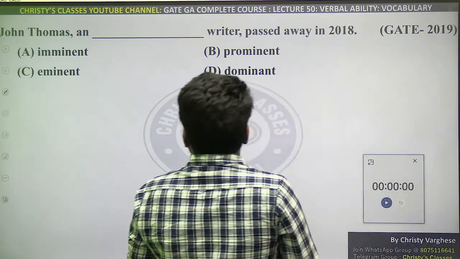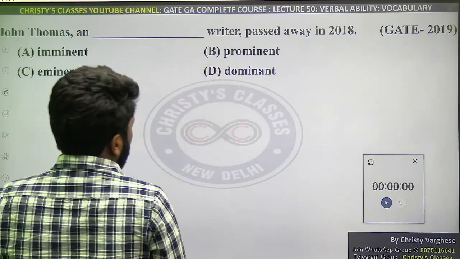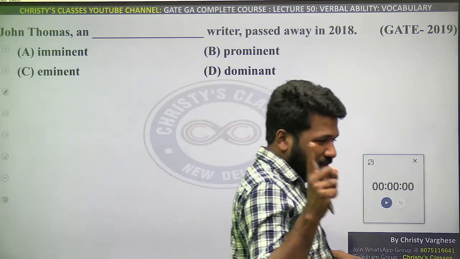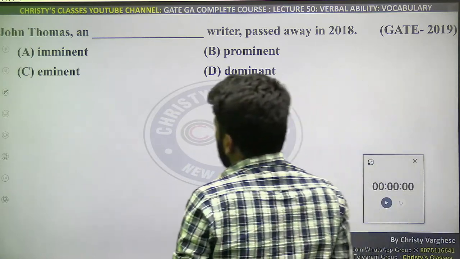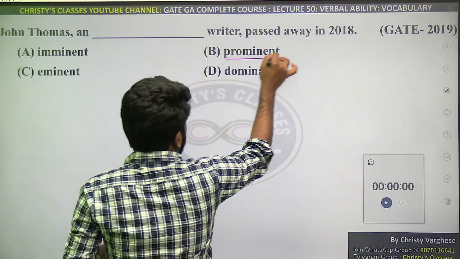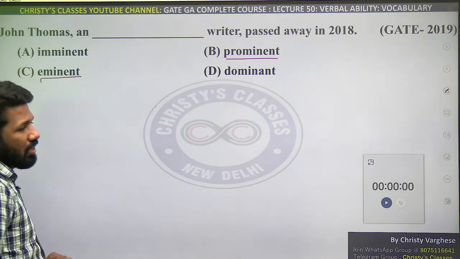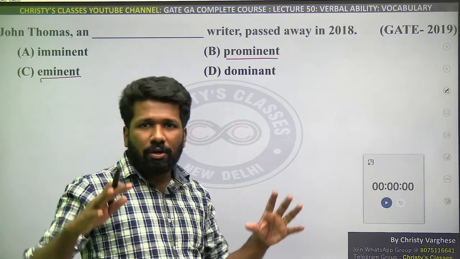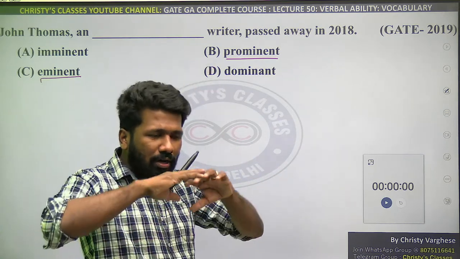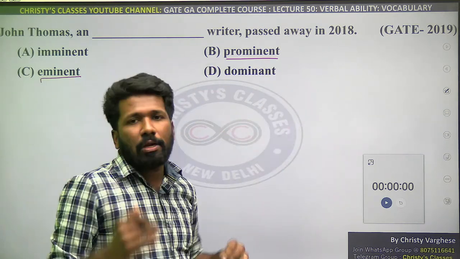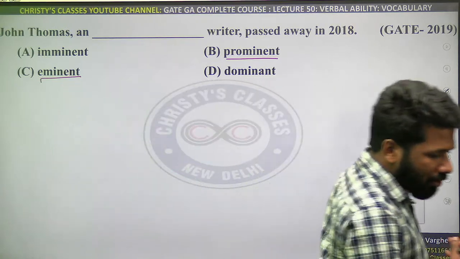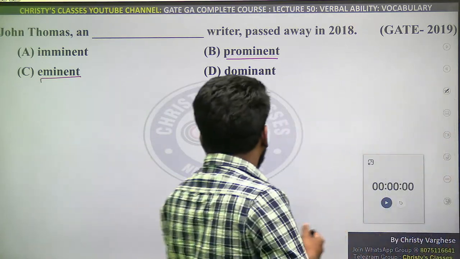John Thomas, an dash writer, passed away in 2018. Here option elimination is very important. Prominent and eminent are synonyms. Eminent means famous in a particular field. Prominent also means a main person in a particular field. Almost similar meaning only.